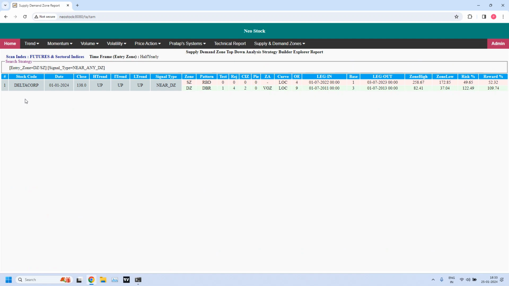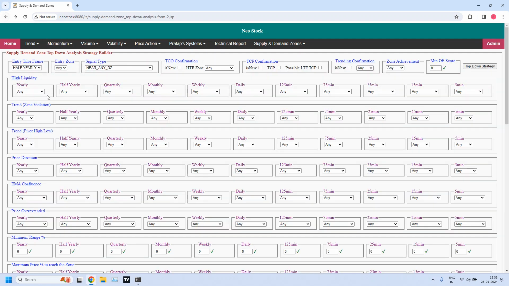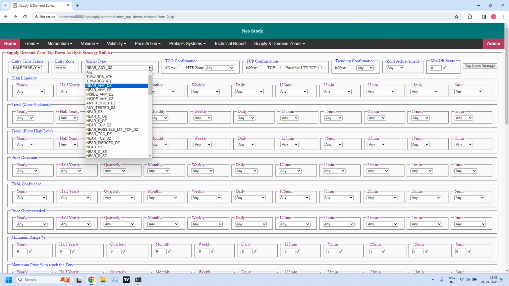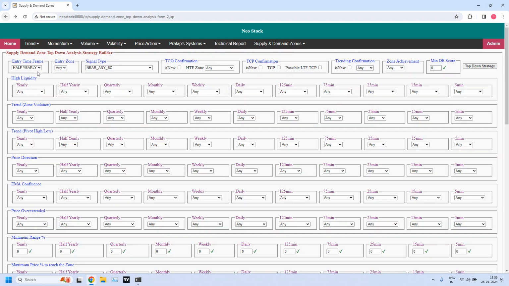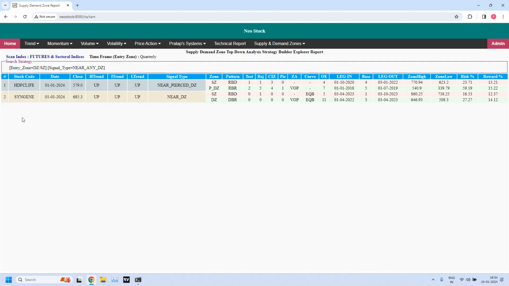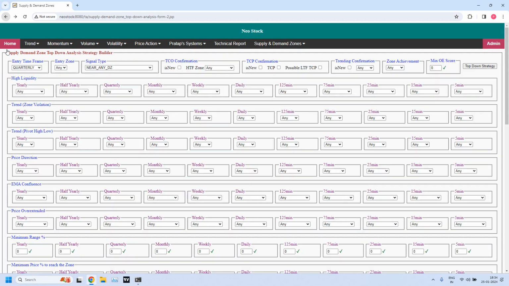See, I will quickly go through all the time frames. So when you want to study any zone, pause the video. You have to pause the video when you study all these zones for each time frame. Please follow this rule. So let me go back. Half yearly time frame. Let us find the stocks near the half yearly supply zone. No stocks are there. Let's go back. Let us change the time frame to quarterly. Let us find the stocks near the quarterly demand zone. So two stocks are filtered, which are near the quarterly demand zone.